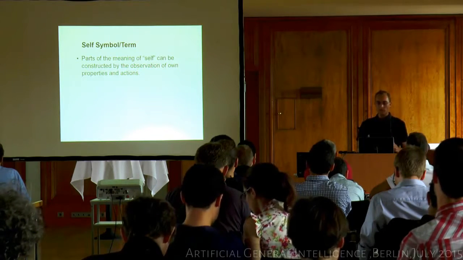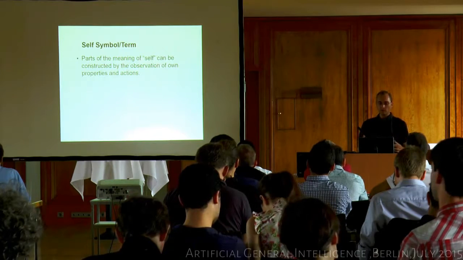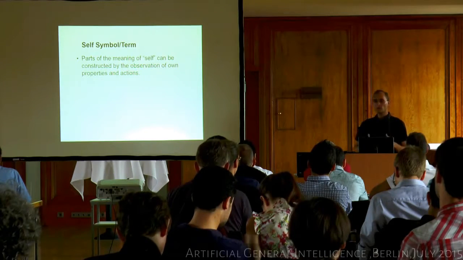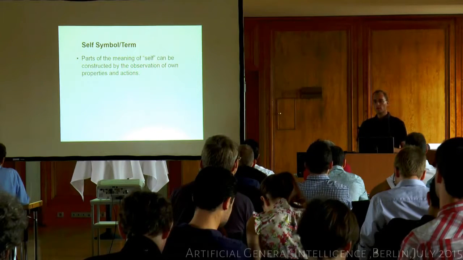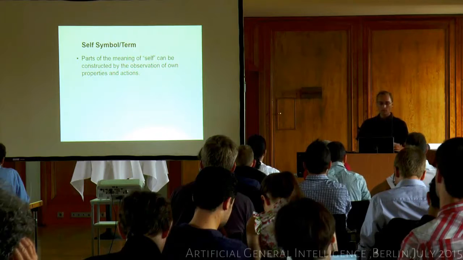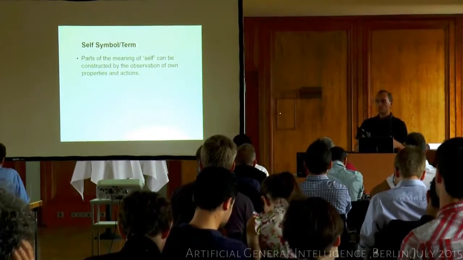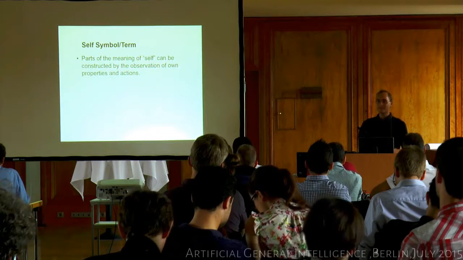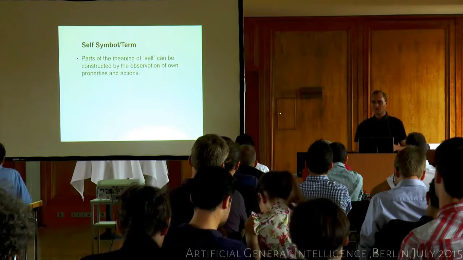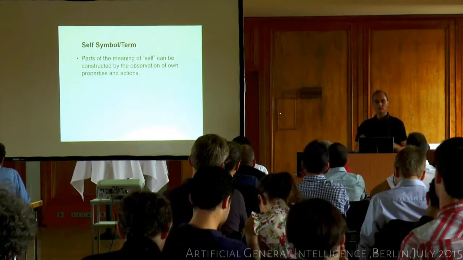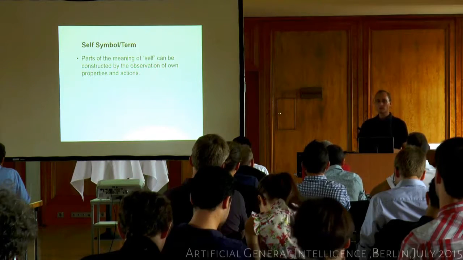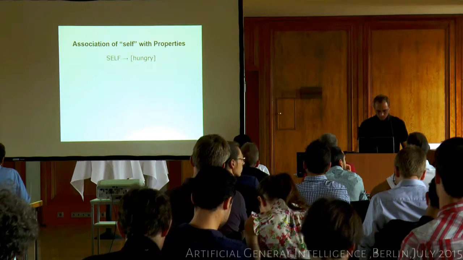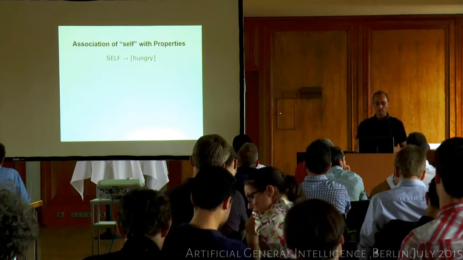Namely, the first idea is that parts of the meaning of self, the way you represent yourself, can be constructed by the observation of your own properties and actions. So, for example, I could do a certain action, I could go through the door, and I could say, I am the one who is going through the door. Or I could say, I am the one who currently is giving this presentation. I could say I'm the one who is hungry. It's the relationship this self-term has with other terms which creates its meaning. So the entire context, and this context is very fluid and naturally context-dependent.